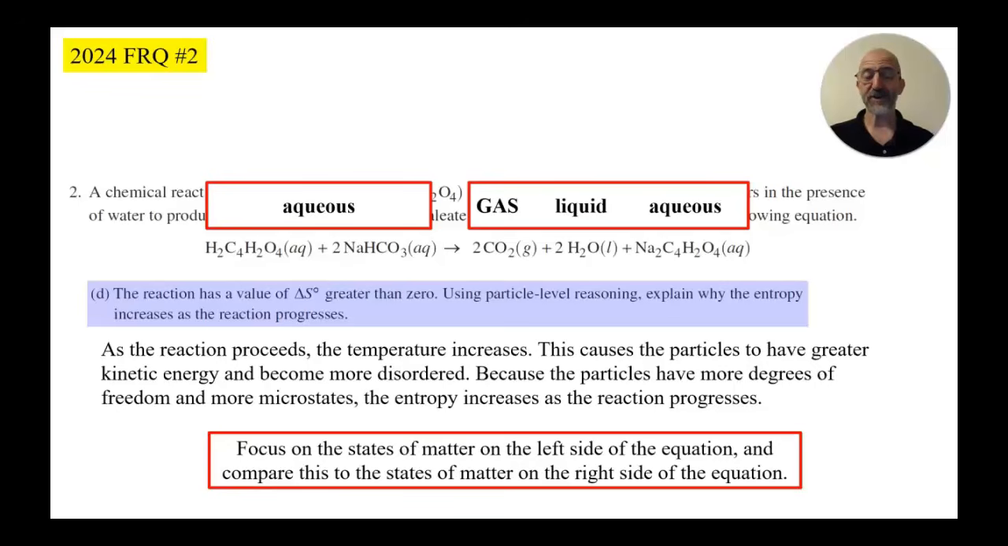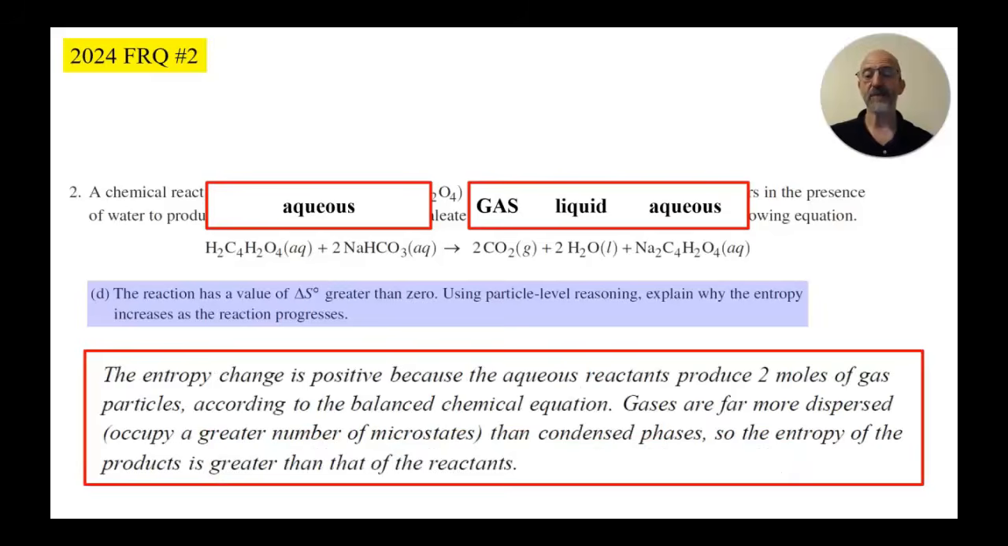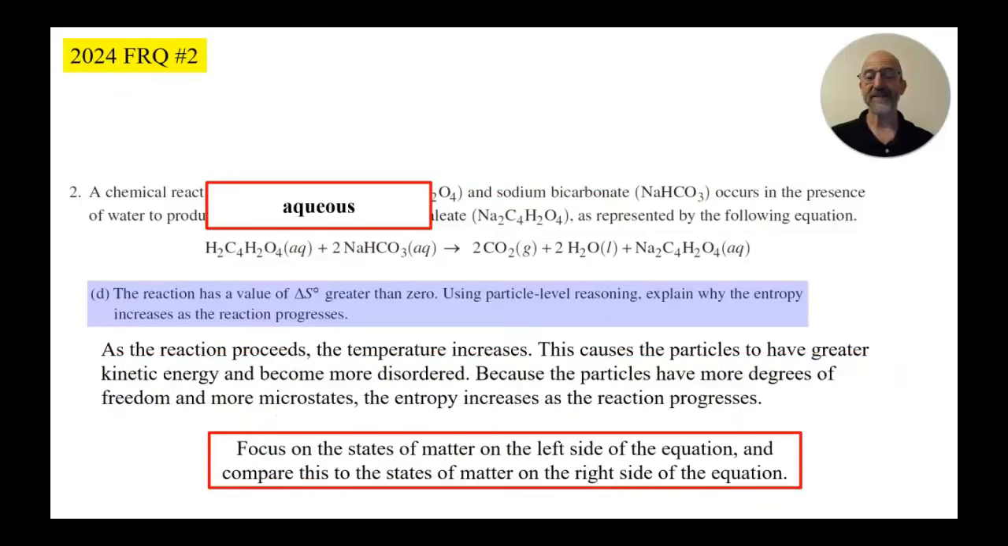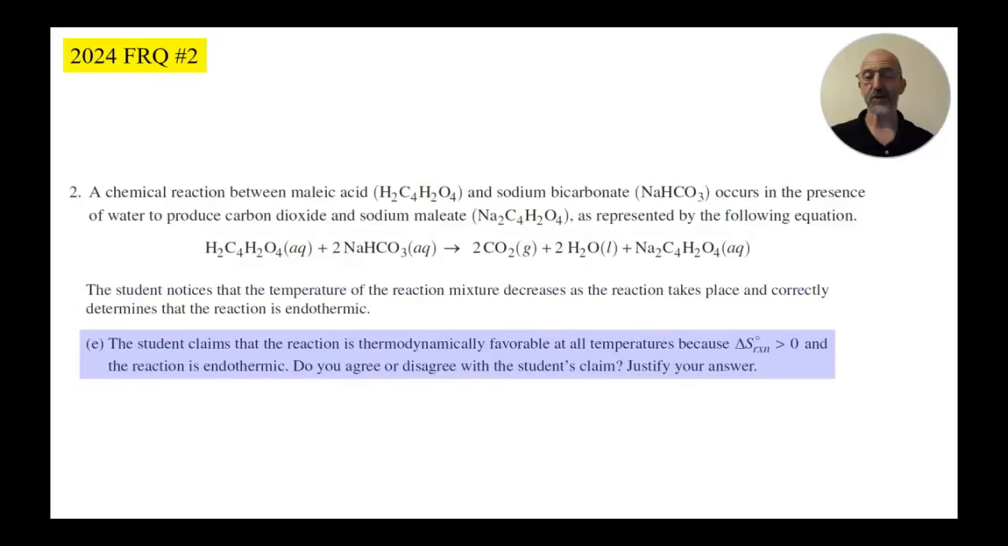It's not about temperature. It's about the fact that we have gaseous particles being produced. Now you can mention things like degrees of freedom and microstates and number of arrangements and orientation. So the entropy change is positive because the aqueous reactants produce 2 moles of gas. And these gas particles are far more dispersed, occupy a greater number of microstates than the condensed phases. So the entropy of the products is greater than that of the reactants. So the student assumed that the temperature increases, but that was incorrect.